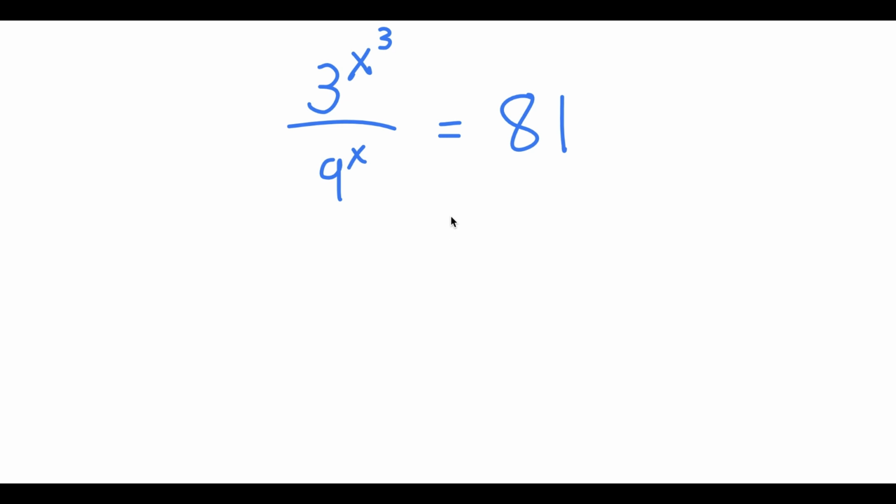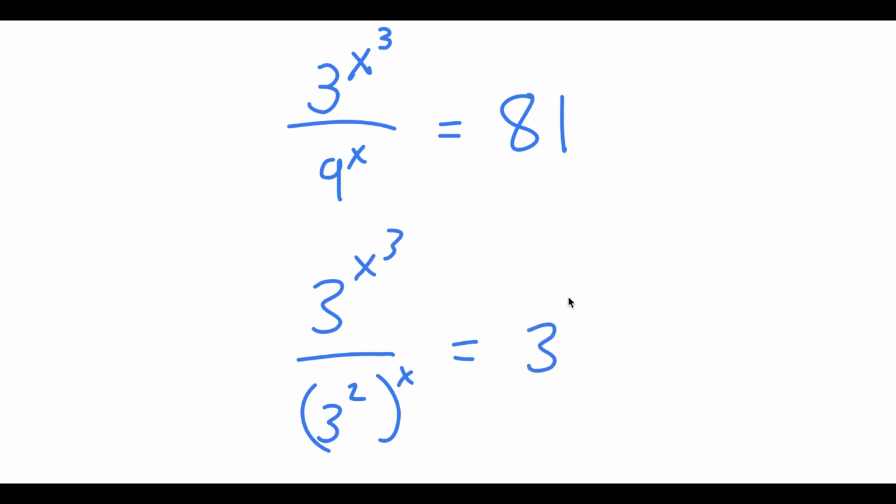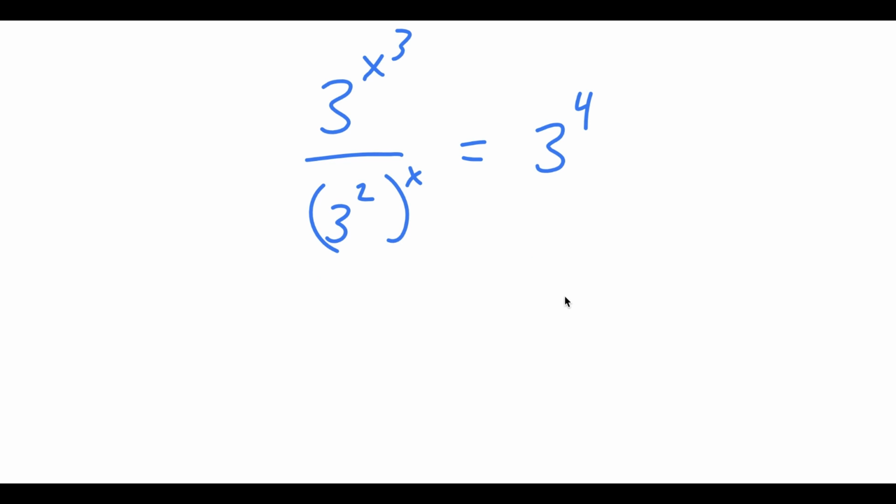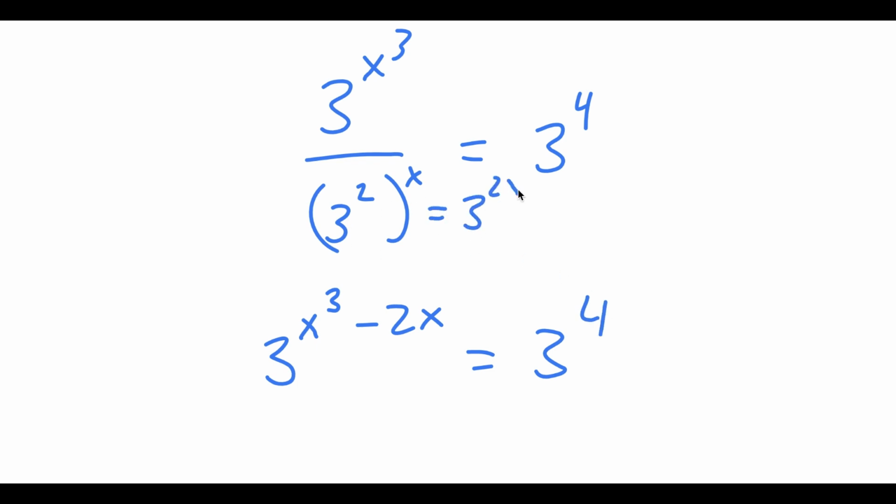Alright, so in this problem, I have 3 to the power of x to the power of 3 over 9 to the power of x is equal to 81. So I'm going to first rewrite 9 to the power of x as 3 squared to the power of x, and rewrite 81 as 3 to the power of 4. Now, this is the same thing as 3 to the power of x to the power of 3 minus 2x is equal to 3 to the power of 4, because 3 to the power of 2 to the power of x, that's going to equal 3 to the power of 2x.